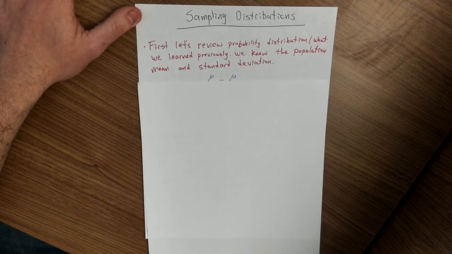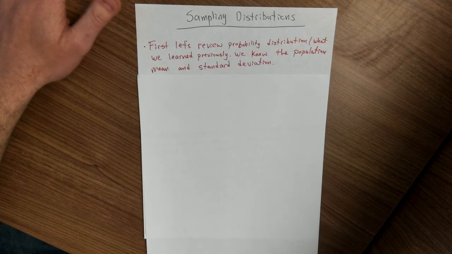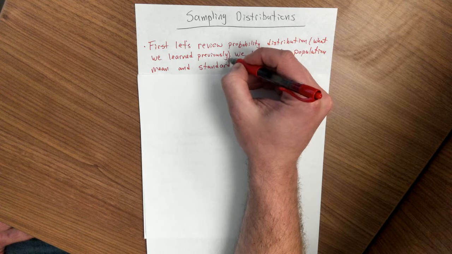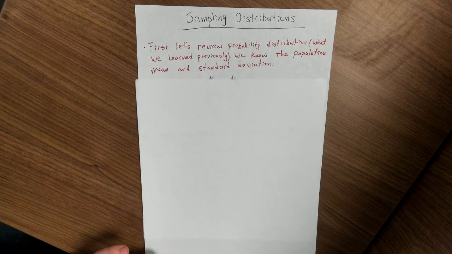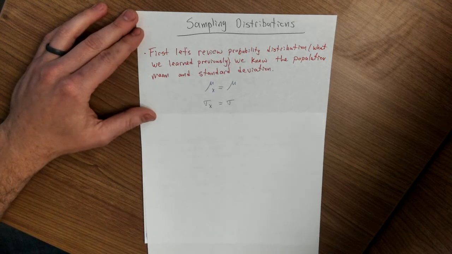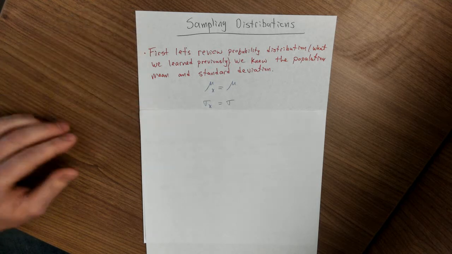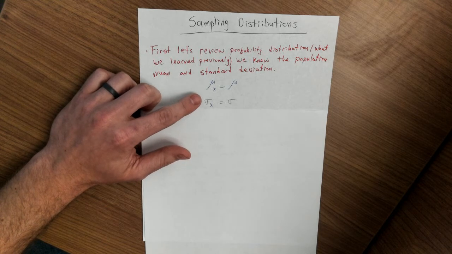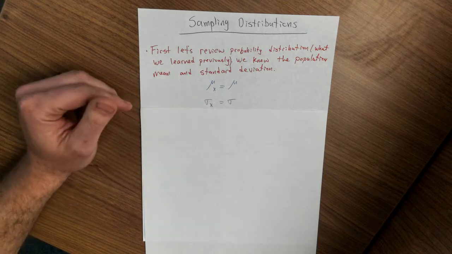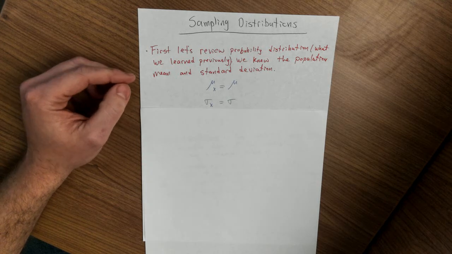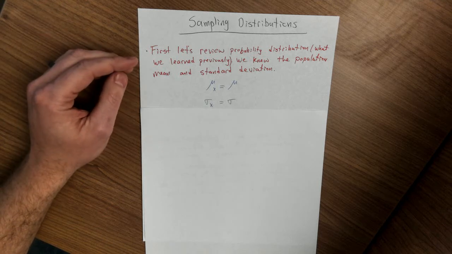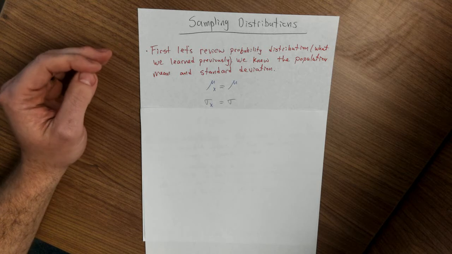So let's review. First, let's review probability distribution. That's what we learned previously. And I should put a parenthesis here. We know the population mean and standard deviation. They were given by these two. We just said mu of x is equal to mu, or the mean is equal to the mean. And the standard deviation of x is just equal to the standard deviation of the population. So here we just took these as facts, and we just assumed that we knew everything about the distribution.